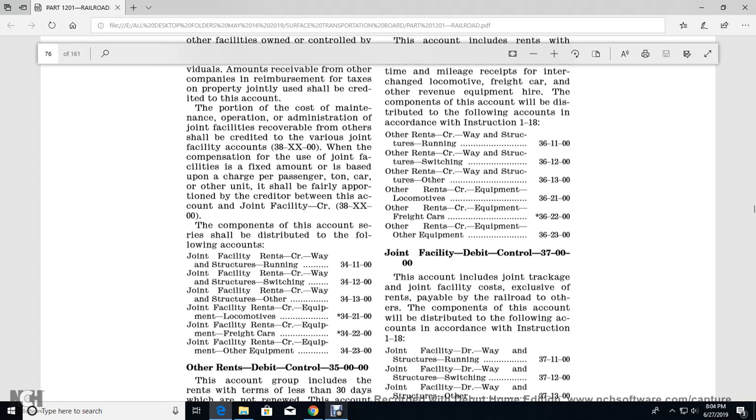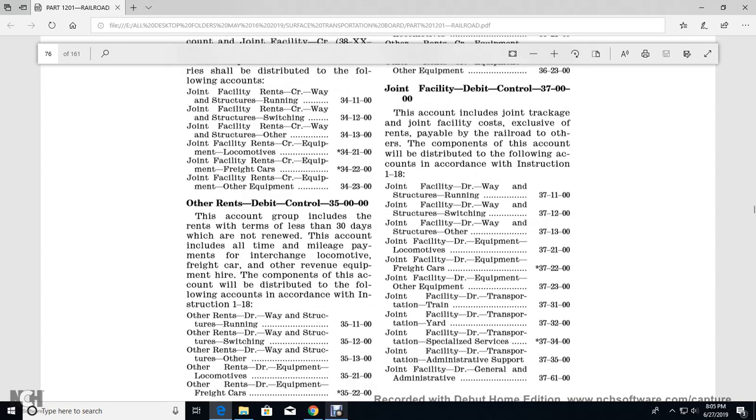with the CR way and structure, running, joint facility; CR way and structure, switching, joint facility; CR way and structure, other, joint facility rents; CR equipment, the locomotive, joint facility rents; CR equipment, the freight car, joint facility rents; CR equipment, the other equipment. All right, I'm not sure what the CR and the DR mean.